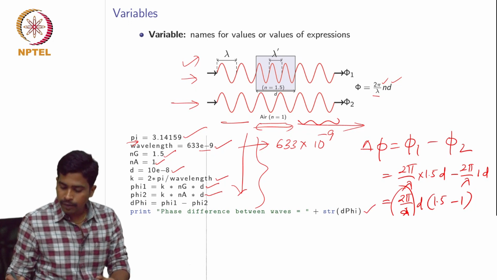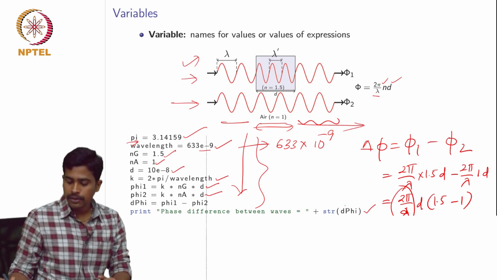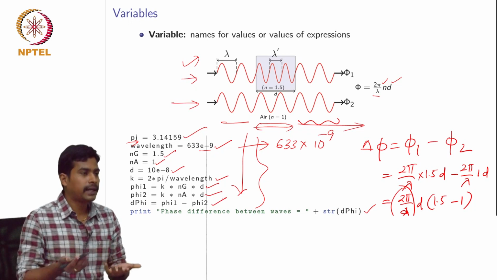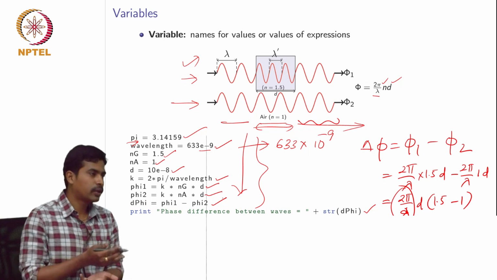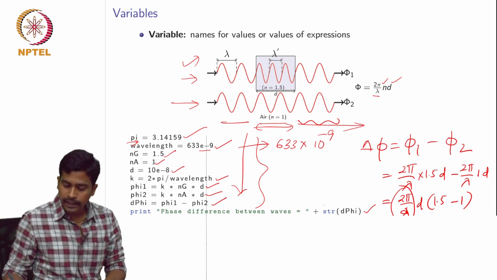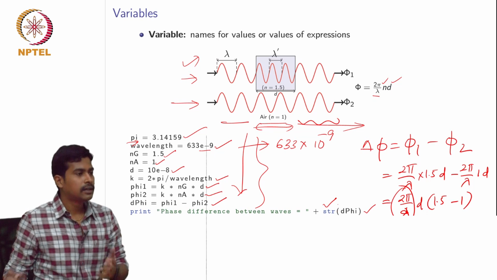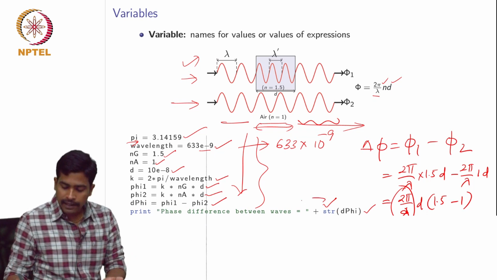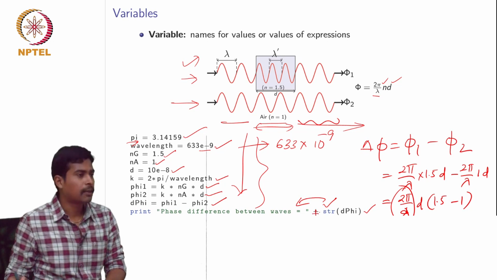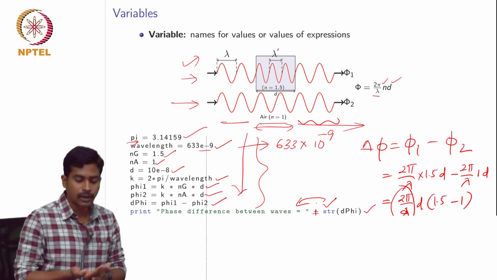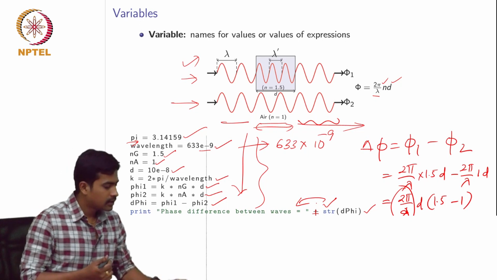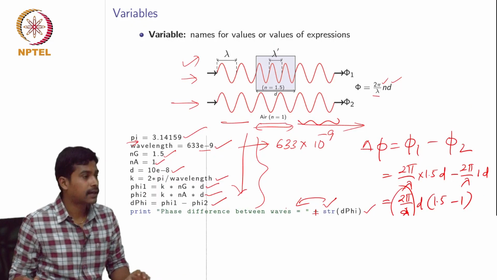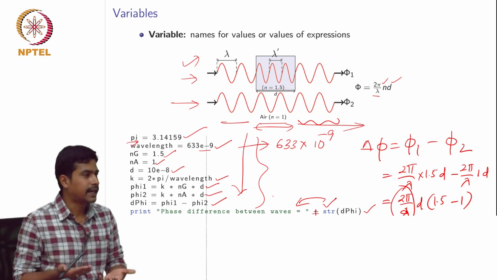Another thing you have to notice here is this statement. d phi is a float type of number. In order to print it on the screen, we need to convert it into a string. That is what we are doing here. This is the keyword str. If you write str of some number, it will convert it into a string. It will add this to the previous thing using this plus operator, and it will print on the screen. A string is a series of characters. It's like a sentence, an English sentence.